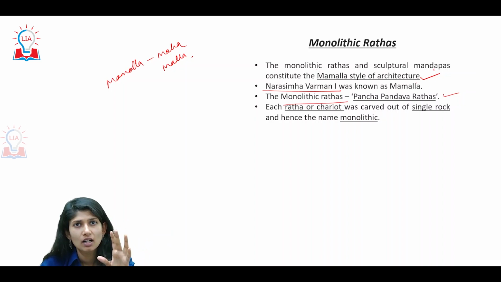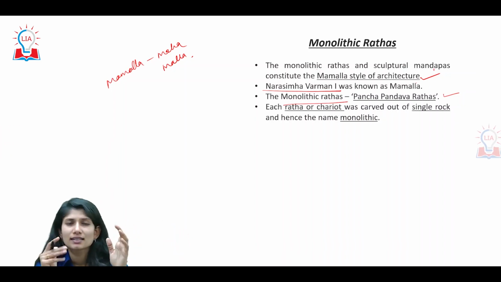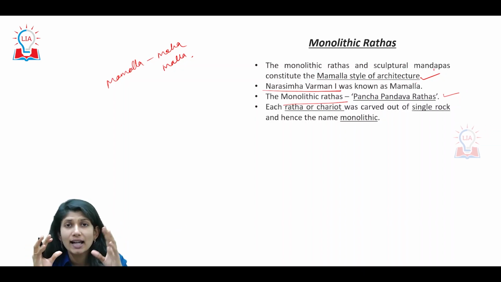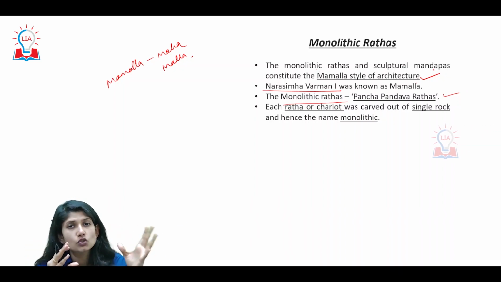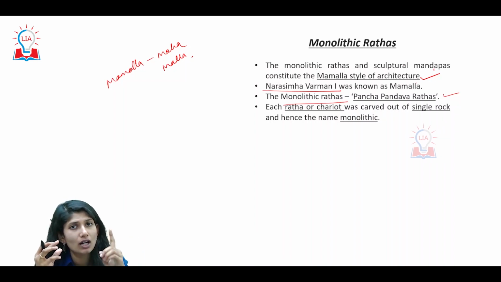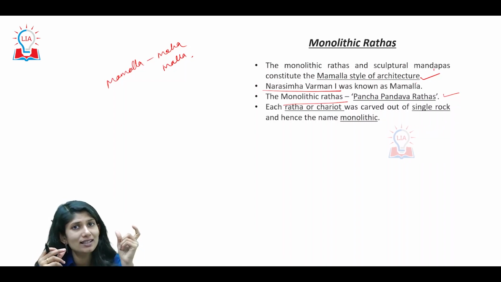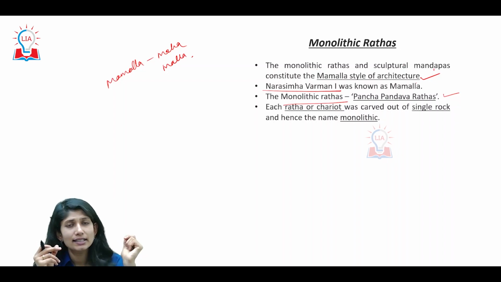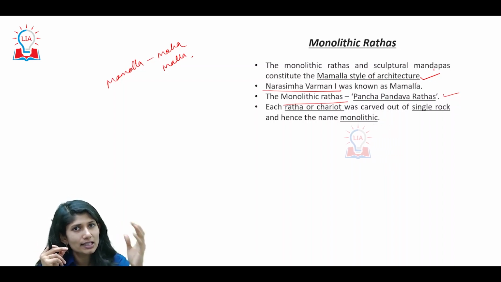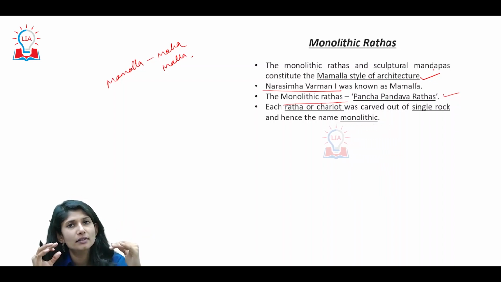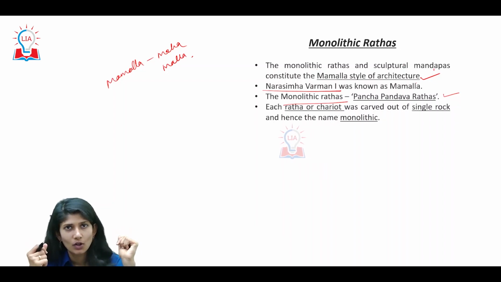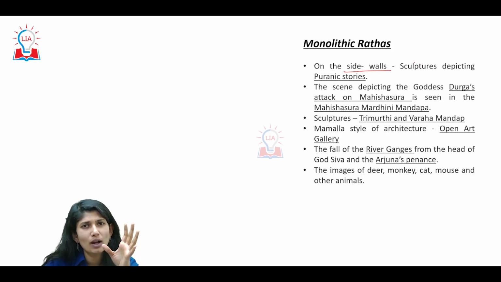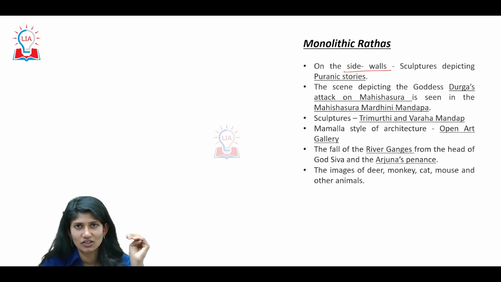Pancha Pandava, the 5 Pandava brothers according to mythology. It's the Pancha Pandava rathas. Each ratha or stone chariot is carved out of a single stone, thus the name monolithic, and each chariot houses a different architectural design. On the side walls you have sculptures depicting Puranic histories.